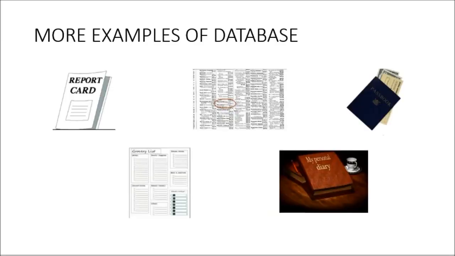So moving on, some examples of a database. What is a database? This question might be coming to your mind. A database is anything that stores information. It can be systematic information, unsystematic information, organized information, or unorganized information. All these examples are databases. A report card, a passbook, a personal diary, these are all databases. So anything which has some information or data is called a database.